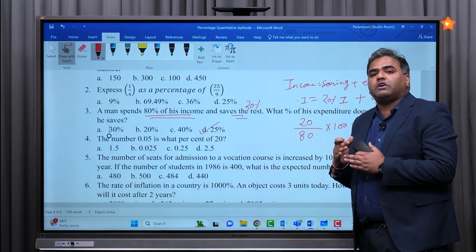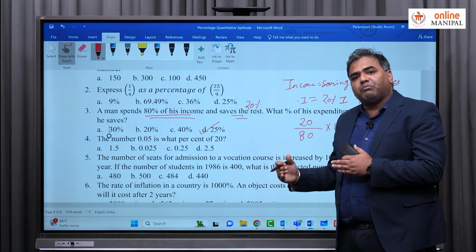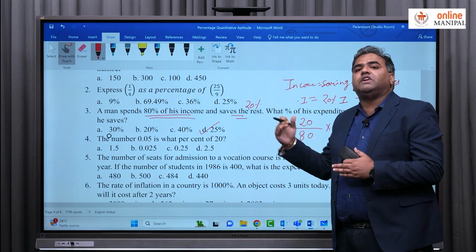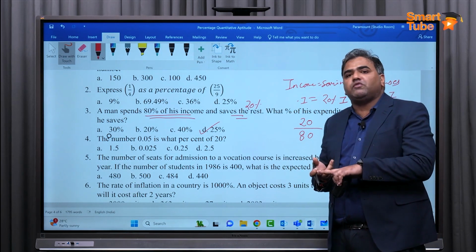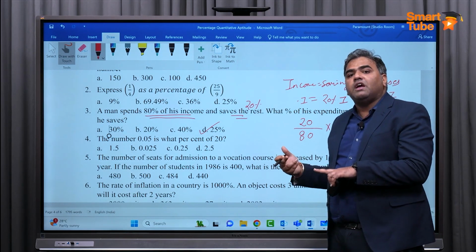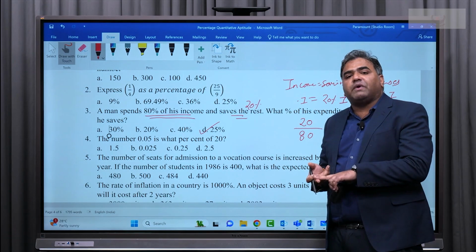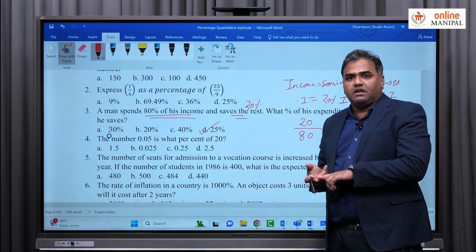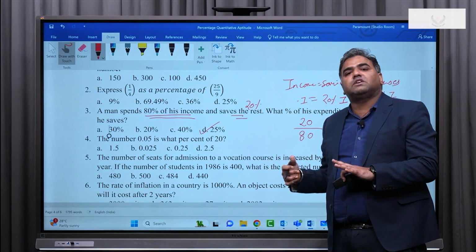Whenever we talk about percentage, what matters is what we are comparing and by whom we are comparing, into 100. So two variables matter to us: what variable we are comparing here, we are comparing saving. In what term are we comparing? We are comparing in the term of expenditure. Clear everyone? If you are done with this part, then you can discuss the fourth question.